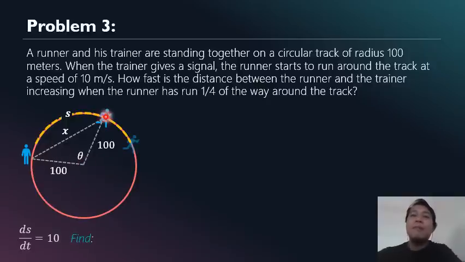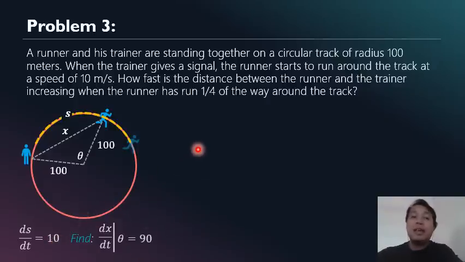Ang hinahanap sa problem ay dx over dt. At what particular instant, no? At the instant when, sabi dito, when the runner has run 1/4 of the way around the track. Mathematically, that is the same as saying when theta is equal to 90. Why? Because when the runner has run 1/4 of the way around the track, this angle is 90 degrees. Naiintindihan po ba? So ngayon, we are able to represent the problem already. Naisulat na natin yung mga given, no? At ito ngayon ang hinahanap.